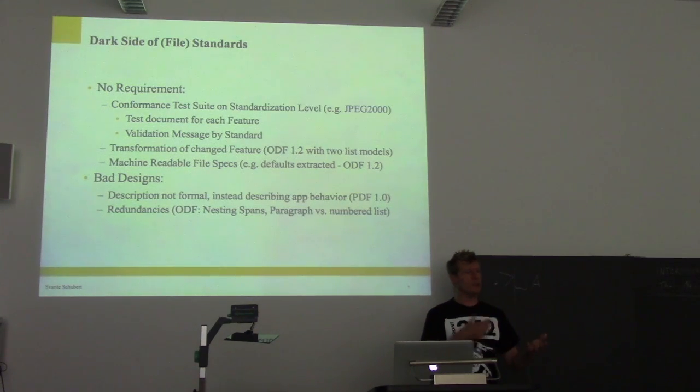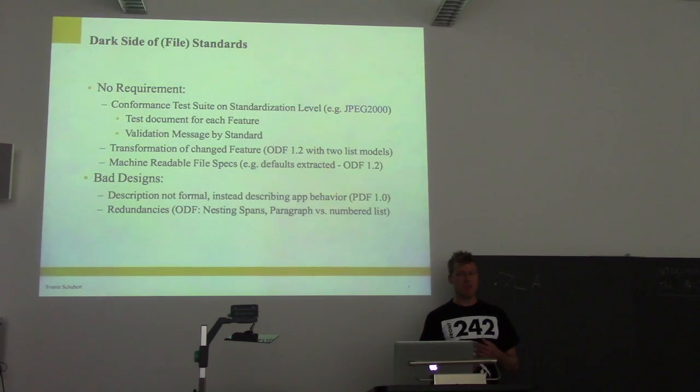but it should be mandated that there's a test document for every feature, and that when there's a new version, all the features that have been changed are moved to the new feature set. There is a problem that there currently exist two different concurrent list models, one of ODF 1.2, which is new, and one of 1.1. And this should not happen. There should be no redundancy.